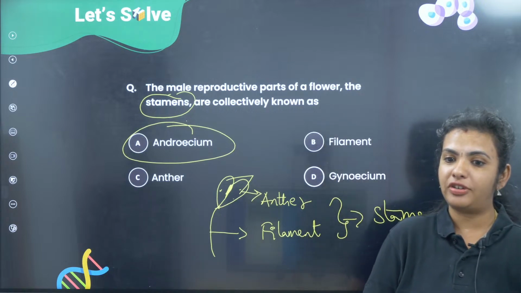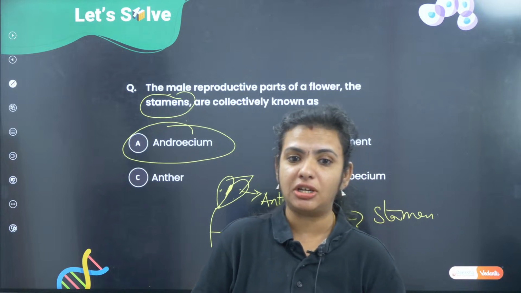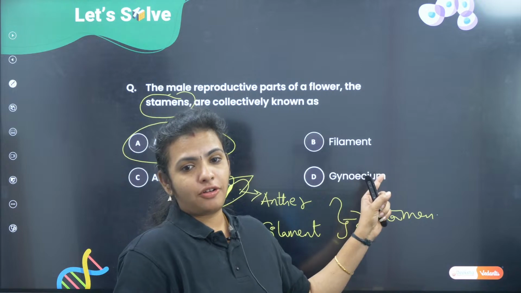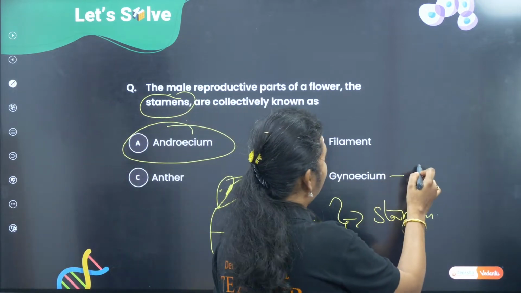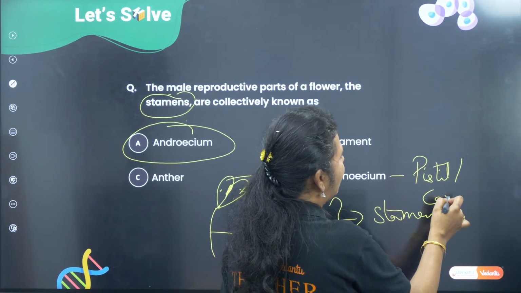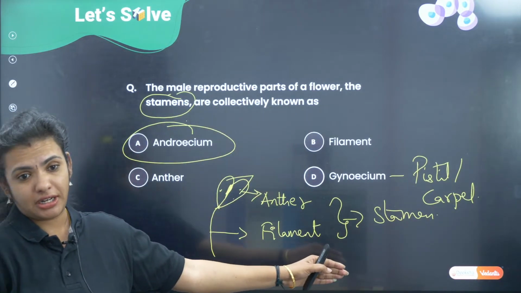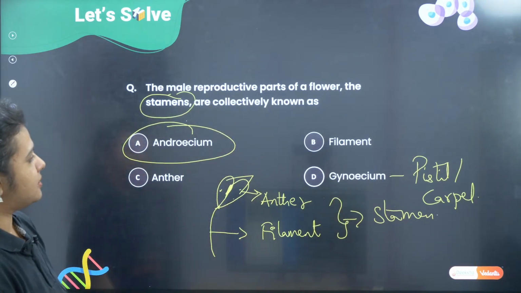Gynoecium is going to be the female part of the flower, while androecium is going to represent the male part of the flower. It is made up of stamens, while the gynoecium is going to be made up of pistil, or you can call it as a carpel. Okay, like how in males we call it as stamen, in females we call it as pistils or carpels.